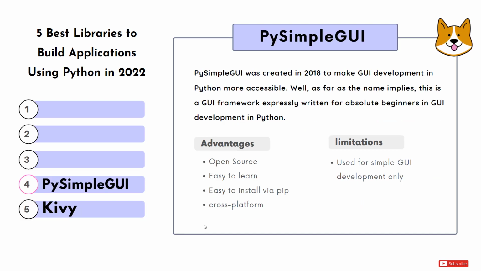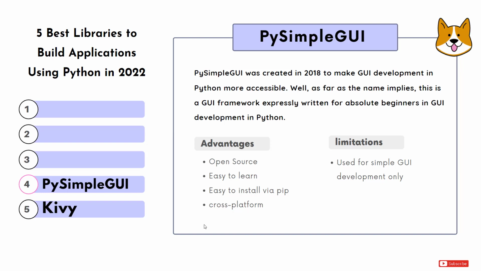So here we have PySimpleGUI at top 4, and it was created in 2018, and it is also used for GUI development. And yeah, for people who are learning Python and who wanna build applications with a GUI using Python, PySimpleGUI will be very useful and very helpful. And even beginners can develop simple GUI interfaces by using the PySimpleGUI Python library.